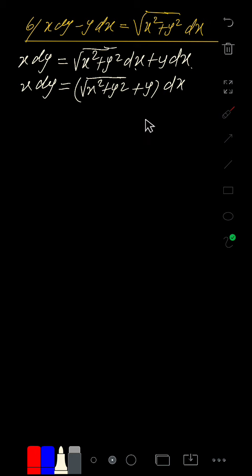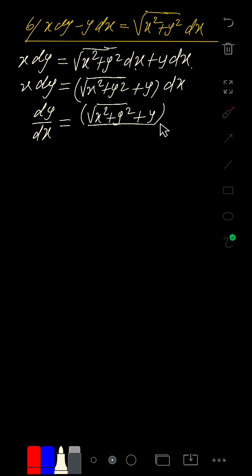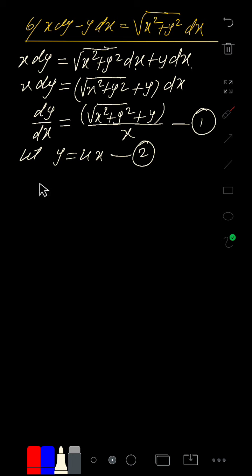Now transposing dx to left hand side and x to right hand side, we have dy upon dx is equal to bracket under root x square plus y square plus y upon x. Let it be equation number 1. Now let y is equal to ux. Let it be equation number 2.